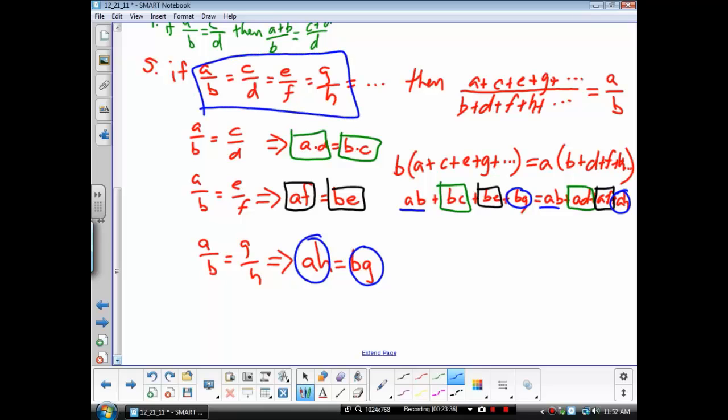Okay? Which means that this sum right here, where you add all of the numerators of these fractions and add all of the denominators of these fractions, will equal this right here, because our means extremes property is true. Okay?